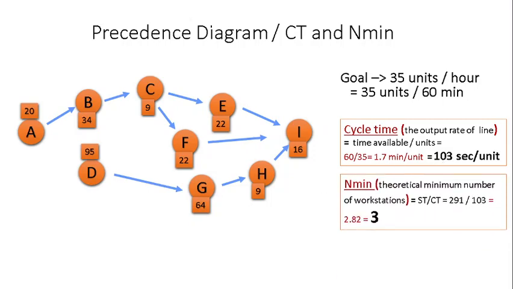If we take this result, we can find out the theoretical minimum number of workstations, which is the sum of the time for all the tasks, which is 291, divided by the cycle time we have just found before, which is 103. So we get 2.82, which rounds up to 3. So what we're looking for is to assign those tasks, to group them into 3 workstations.